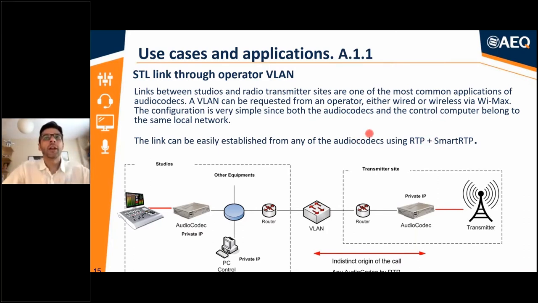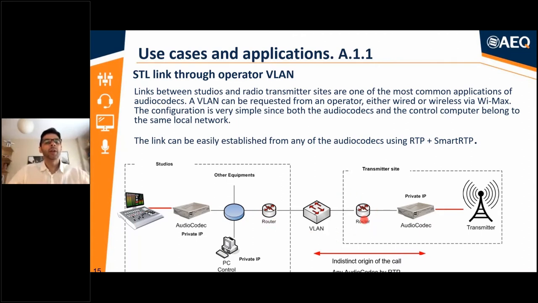First, we will start with a simple topology, at least from the user's point of view, that is using VLANs. A VLAN is a virtual local area network. VLAN is a service that you can hire from your internet provider, and it's like a virtual network for your own usage. The advantage of this is that all the devices in that VLAN are connected just as if they were on the same physical network.